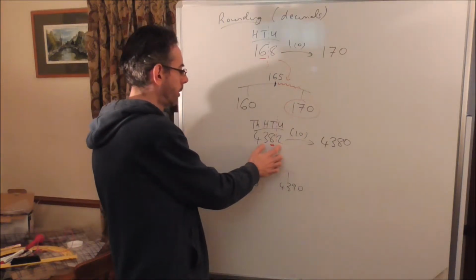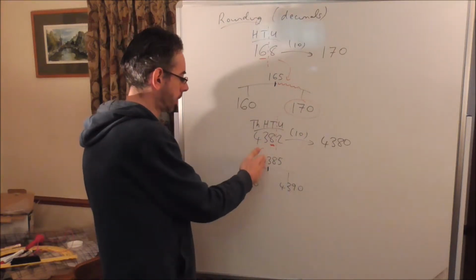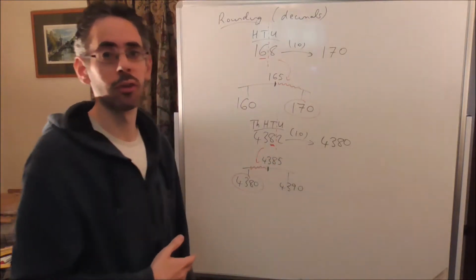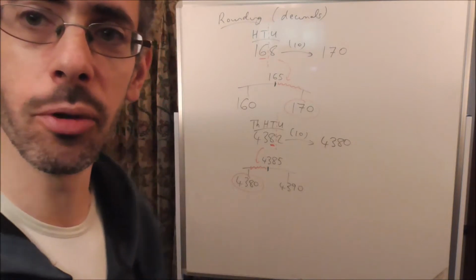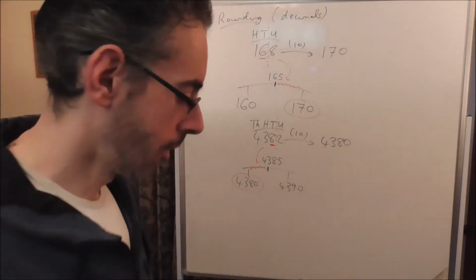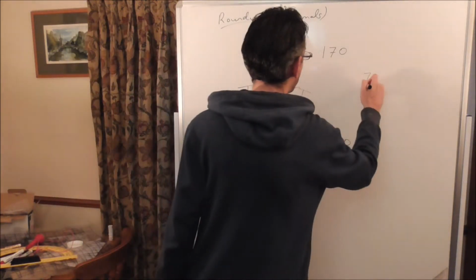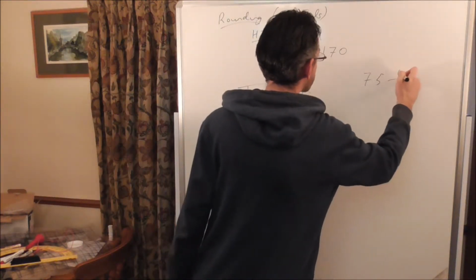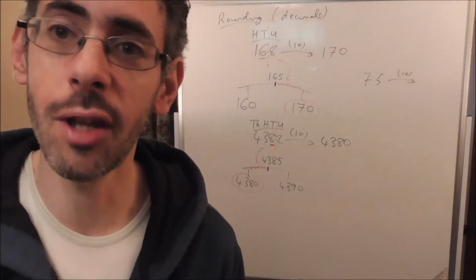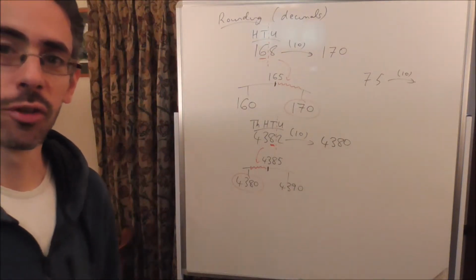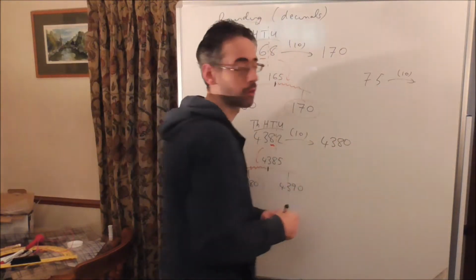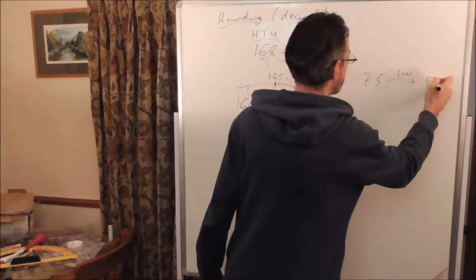Now if it was exactly 5 here, then it would be exactly in the middle, exactly halfway between the two tens numbers, and you could round either way. You could round up or you could round down. Usually we round up though if it's halfway between. So for example, 75 to the nearest 10. On a number line, 75 is exactly halfway between 70 and 80. It's exactly in the middle. So you could round either way, but usually we round up. So usually we say 75 to the nearest 10 is 80.